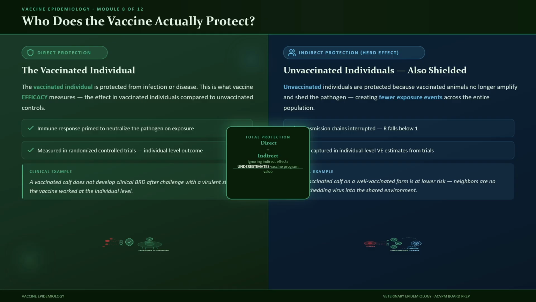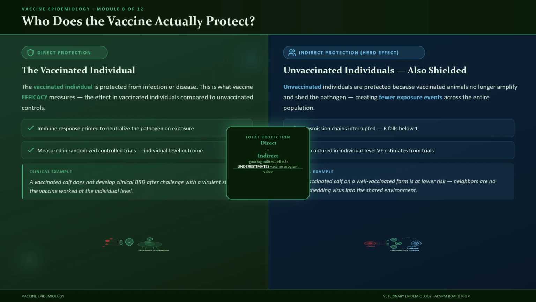This is the part trials don't capture. When vaccinated animals stop amplifying and shedding the pathogen, there are simply fewer exposure events across the whole population. Transmission chains get interrupted, the effective reproduction number falls below 1, and unvaccinated animals are shielded even though they never got the shot. Picture two calves.